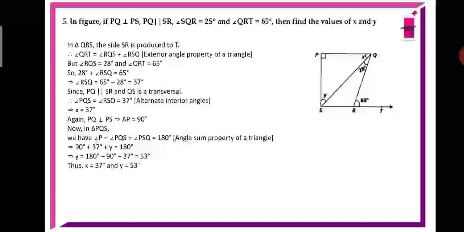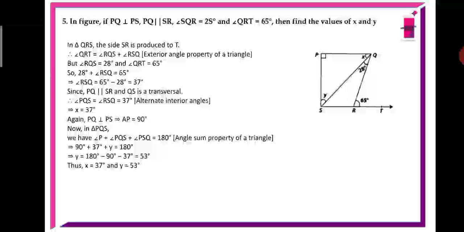Now in triangle QRS, the side SR is produced to T. The sum of two opposite interior angles equals the exterior angle. So here angle QRT equals angle RQS plus angle RSQ, by the exterior angle property of a triangle. We know that angle RQS equals 28 and angle QRT equals 65. Substituting both values, we get 28 plus angle RSQ equals 65. Therefore RSQ equals 65 minus 28, which gives you 37 degrees.